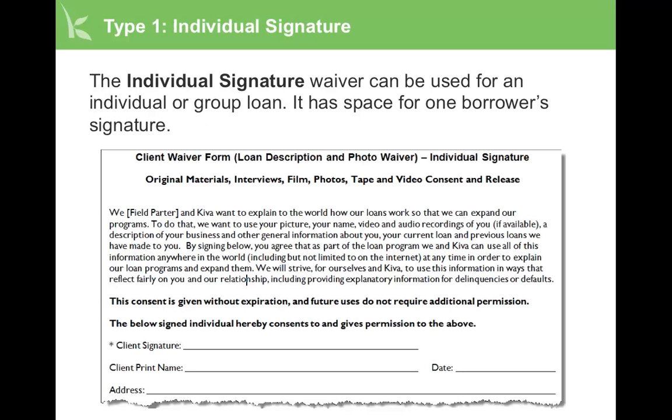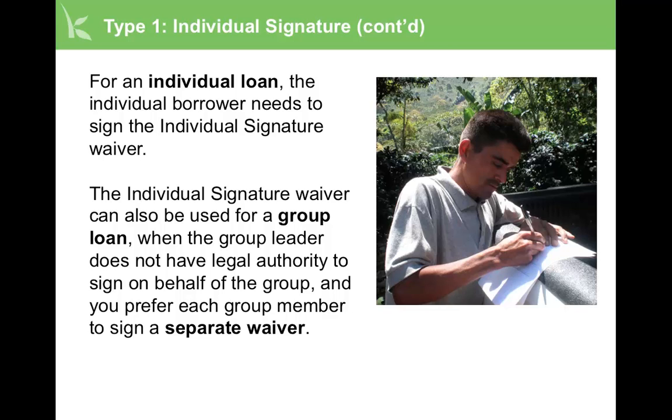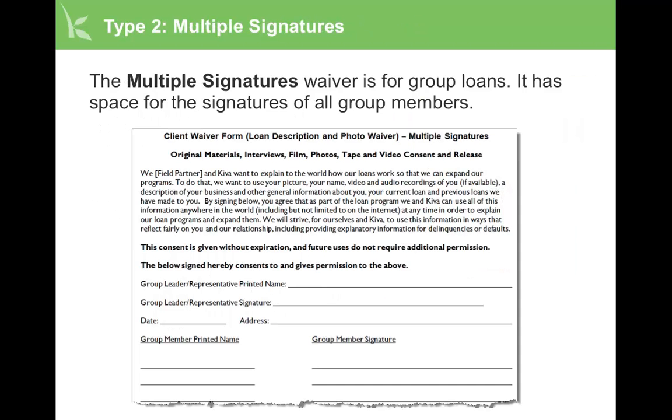The first type of waiver is the individual signature waiver. It can be used for individual or group loans, and it has space for one signature. For an individual loan, the individual borrower needs to sign the waiver. The individual signature waiver can also be used for a group loan when the group leader does not have legal authority to sign on behalf of the group, and you prefer each group member to sign his or her own separate waiver.